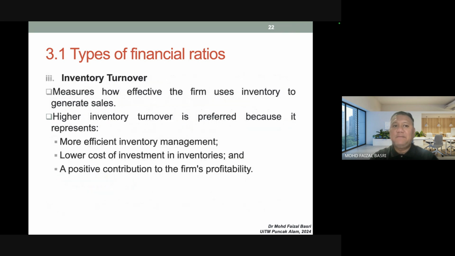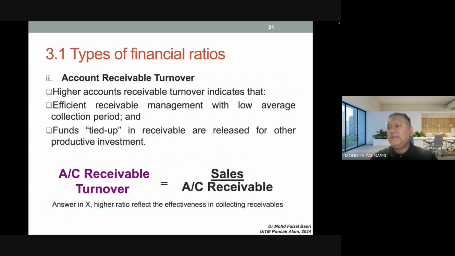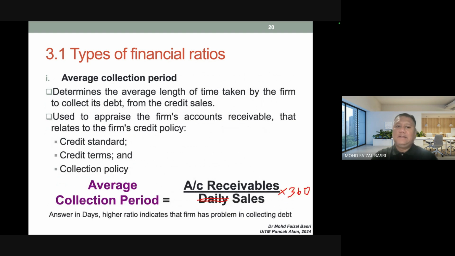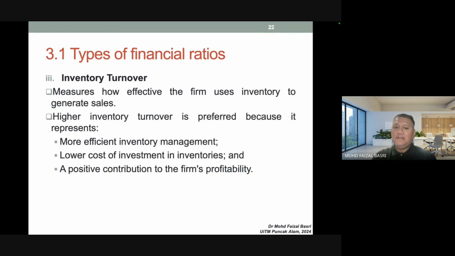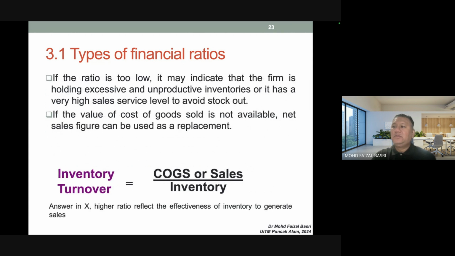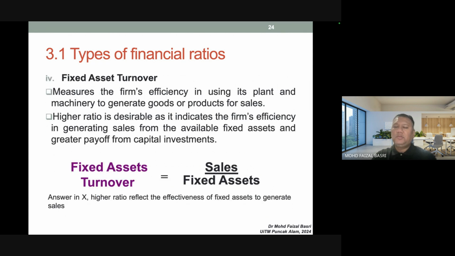Okay, except for the first one. Okay, first one ni lagi rendah lagi bagus sebab kita nak collection to be as quickly as possible. Tapi yang rest, yang turnovers, semua 4 turnovers termasuklah dengan inventory ni, lagi tinggi lagi bagus. Okay, the higher the ratio, the better, to show ataupun to indicate the firm's ability to convert their resources into sales.